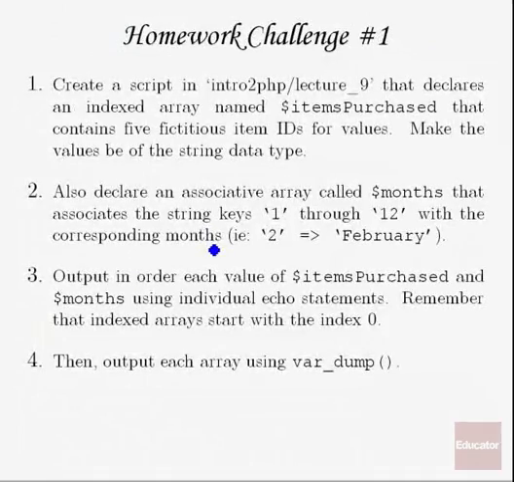So for the homework challenge, we're going to have you mimic some of the things that we did in the lesson today. Basically, I'm going to have you create an indexed array and an associative array. The indexed array will be called items purchased, and it's simply going to be an array containing 5 item IDs. This array could represent 5 items that a user has purchased on your website. And we're going to have the IDs be strings instead of numbers.